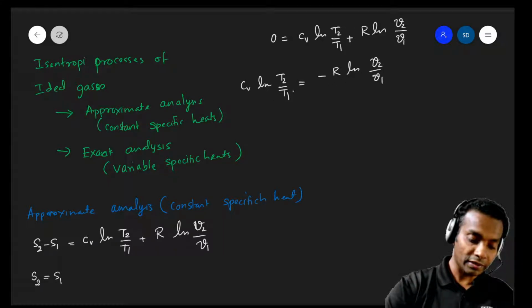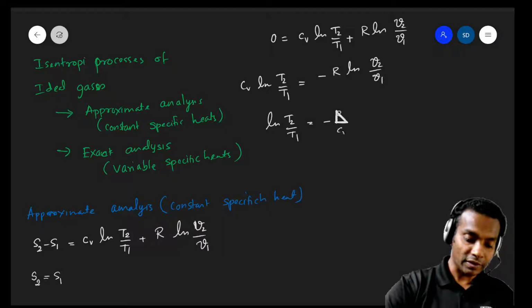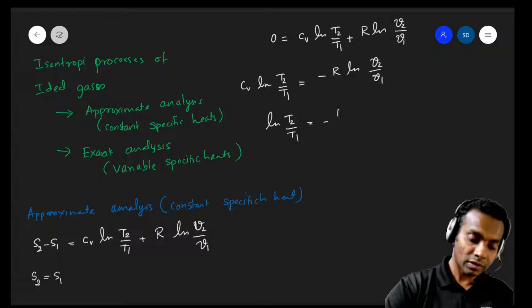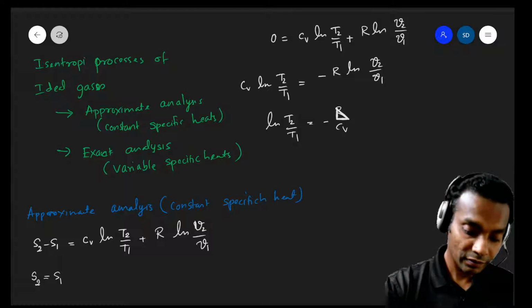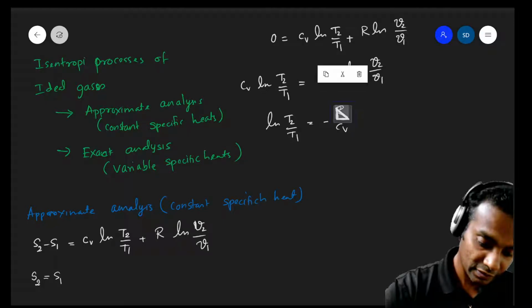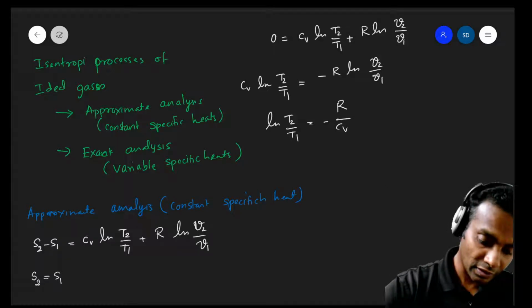Now, if I divide the entire equation by Cv, we get ln T2 over T1 equals minus R divided by Cv times ln V2 over V1.